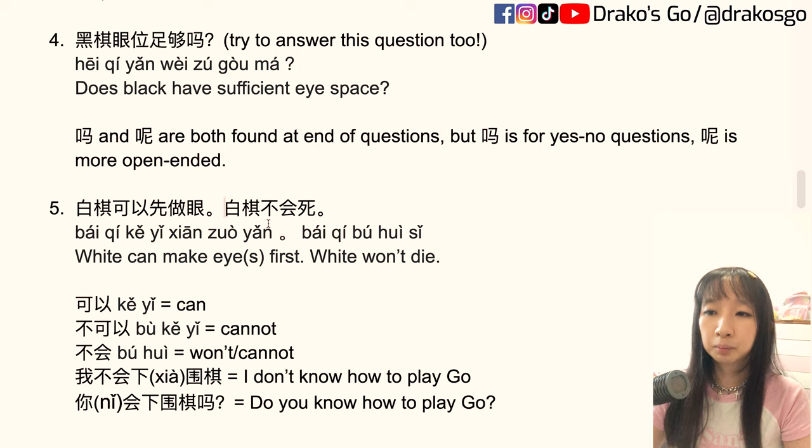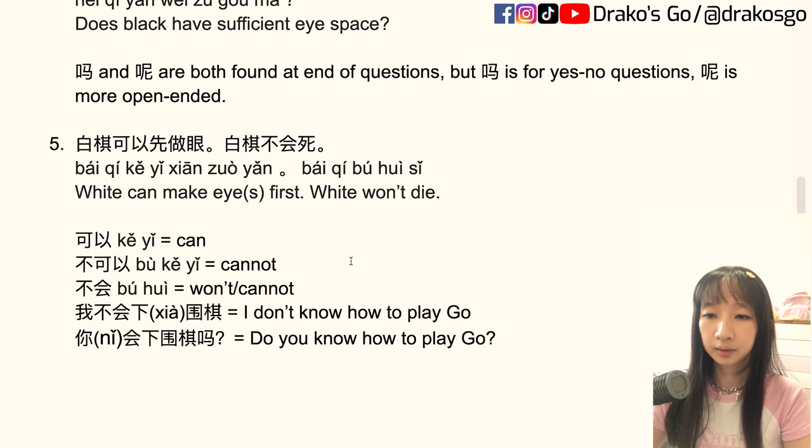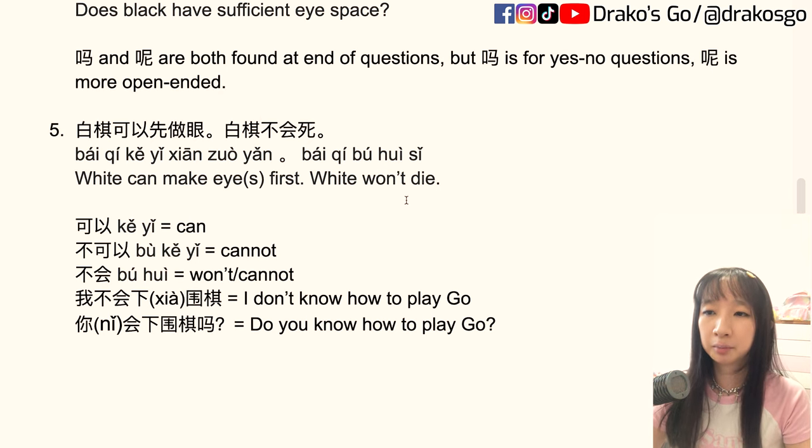白棋不会死, 白棋 is white. 会 is will or like can. 不会 is like will not or cannot. So, 白棋不会 is white cannot or white will not, and 死 is to die, so white will not die. 白棋可以先做眼，白棋不会死.